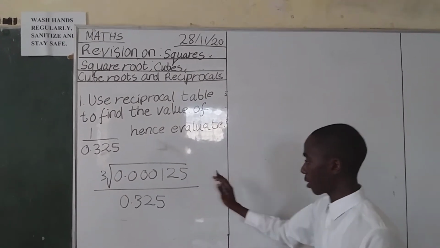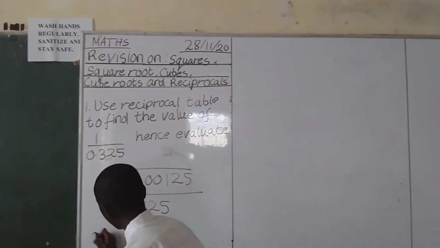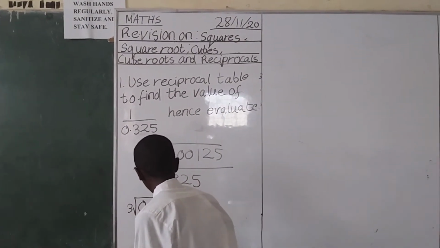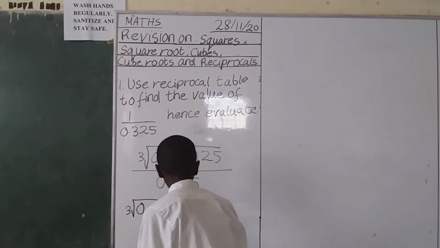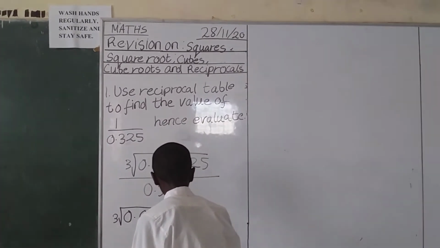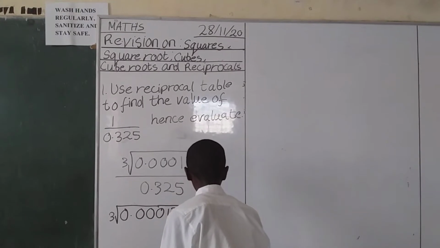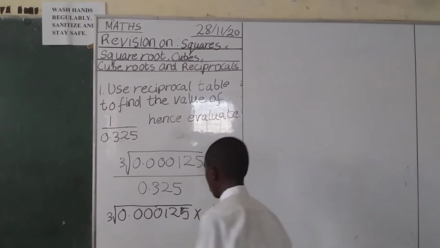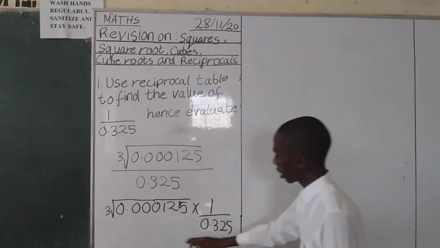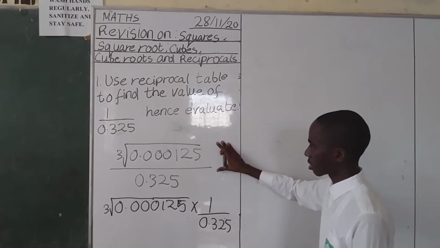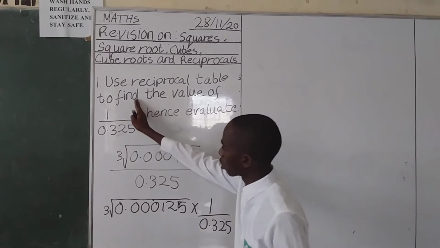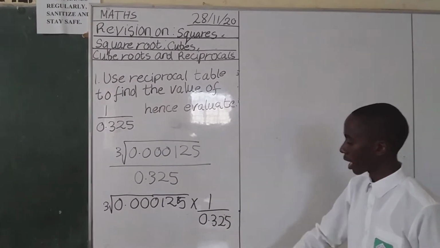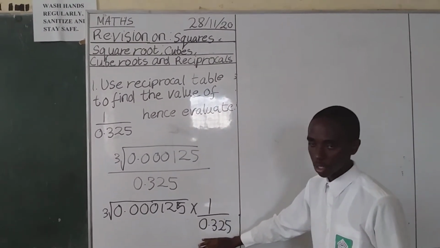Another way that we can write this is the cube root of 0.000125 times 1 over 0.325. So this way is simply the same as this. When you look at what you have been told to find from our reciprocal tables, it's right here. That's where we are going to insert our result.